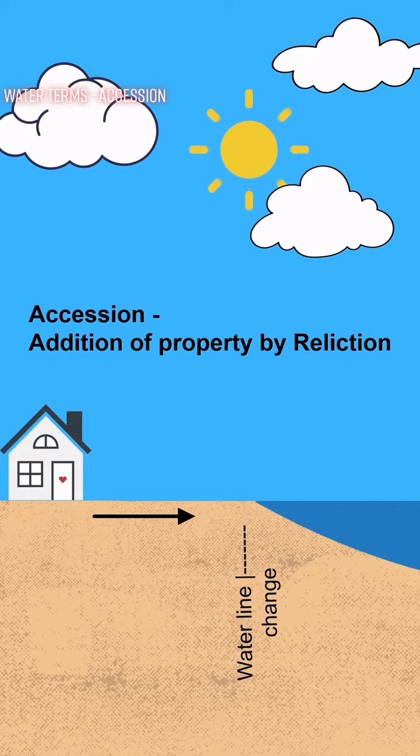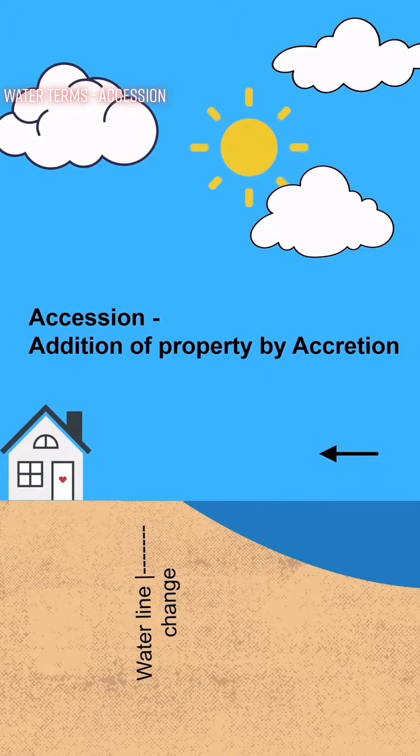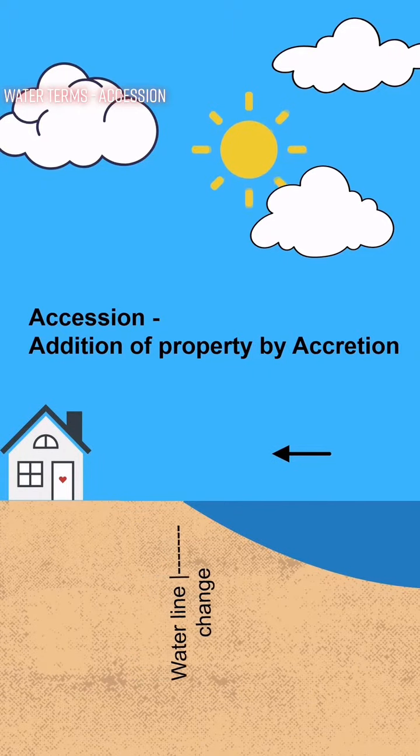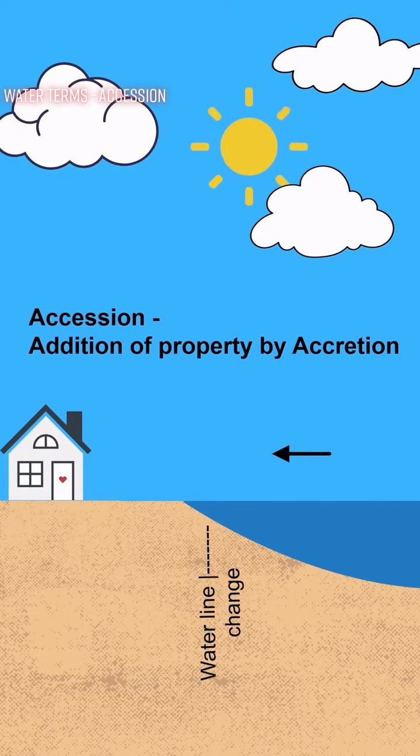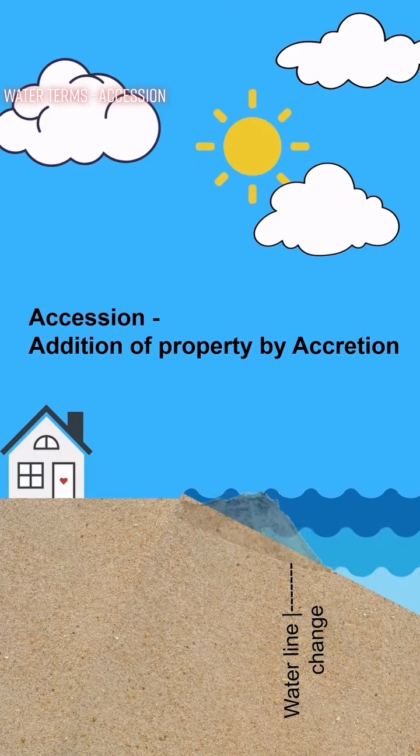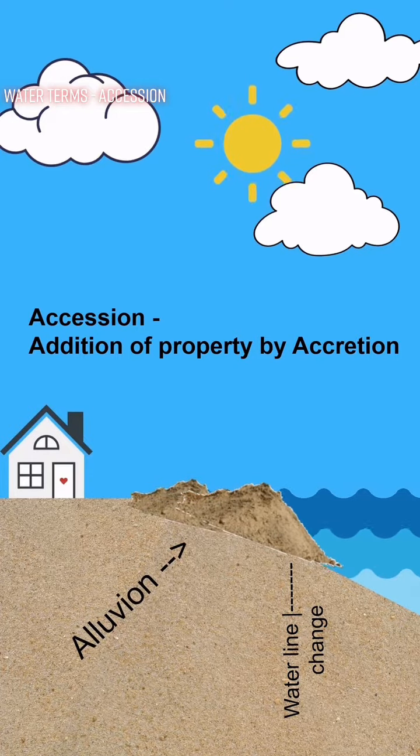The other method would be accretion. Accretion is by the gradual process of water pushing material, or mostly soil, to the land. And this material is called alluvion. That's the material that's being added by the process of accretion.